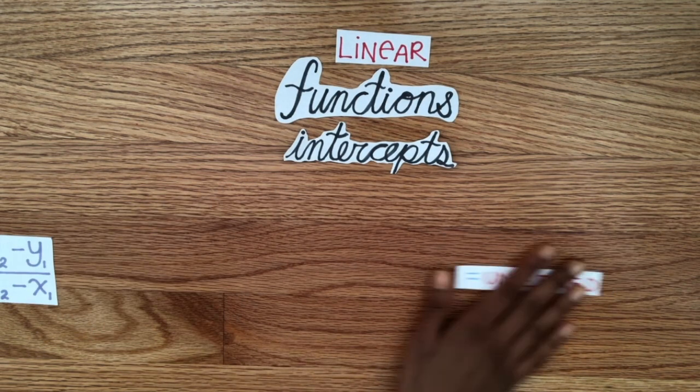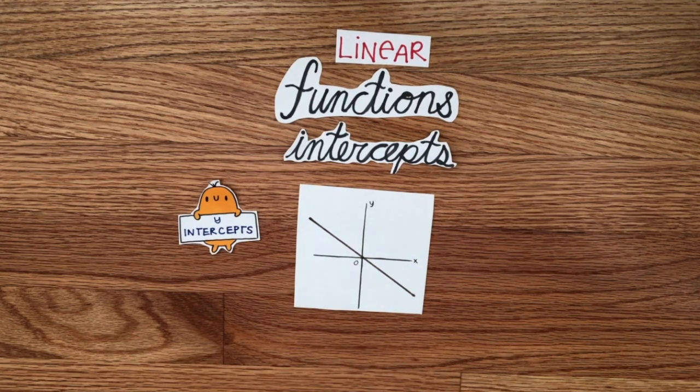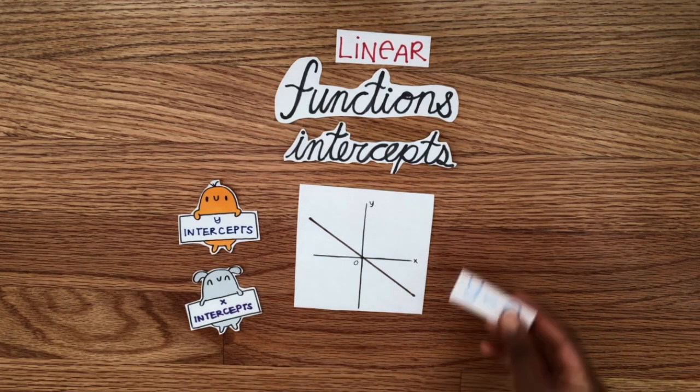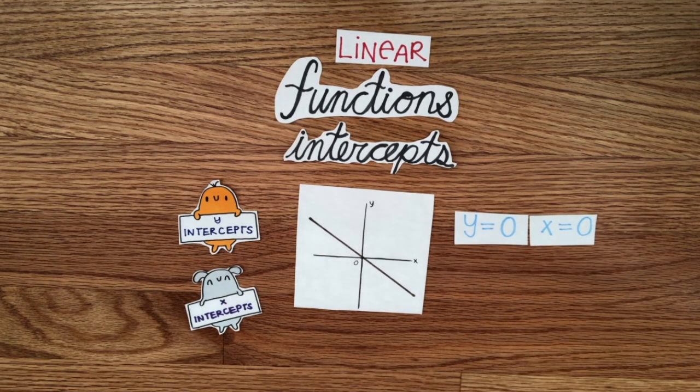In this last graph, we see that the x and y intercepts are the same, because when x equals 0, y equals 0, and when y equals 0, x equals 0. So, the x and y intercepts are both (0, 0), because the graph passes through the origin.